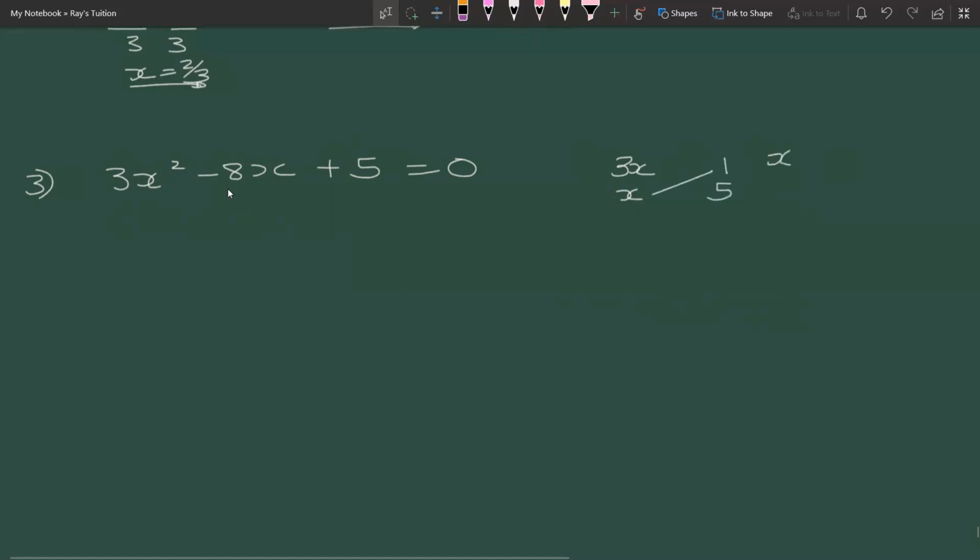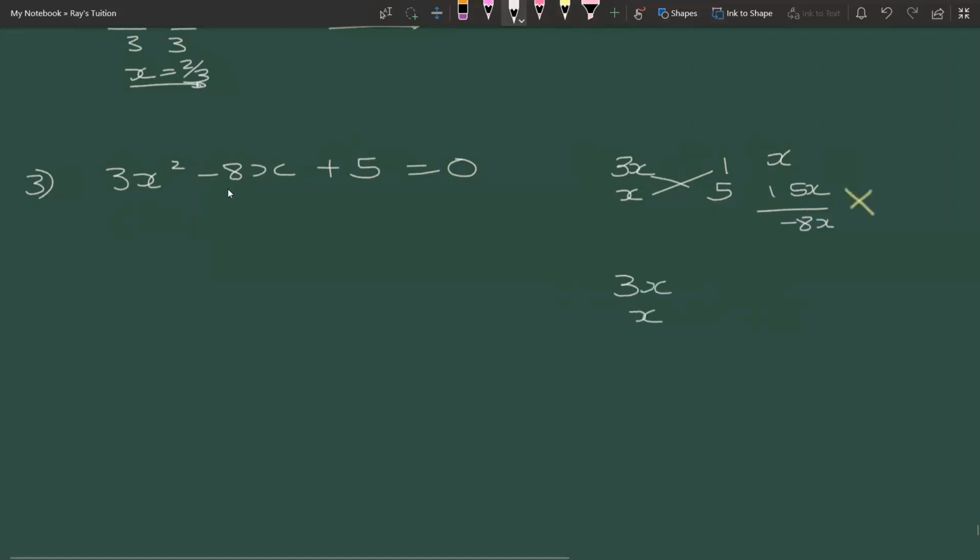So that gives us x, and that gives us 15x. Is it possible to get minus x with x and 15x? No, it is not possible. So we have to try other factors. So let's try 3x and x.